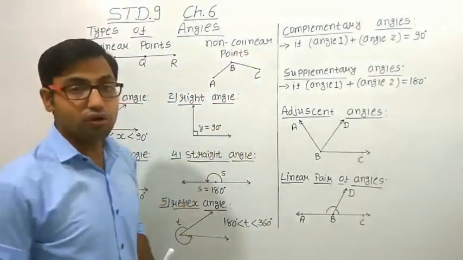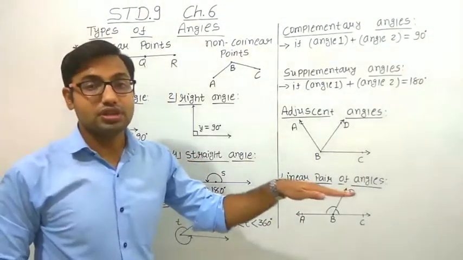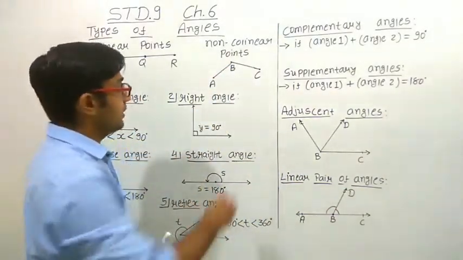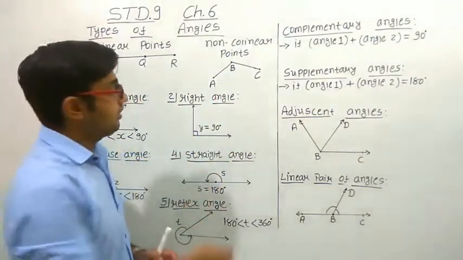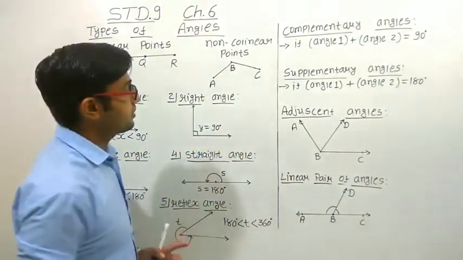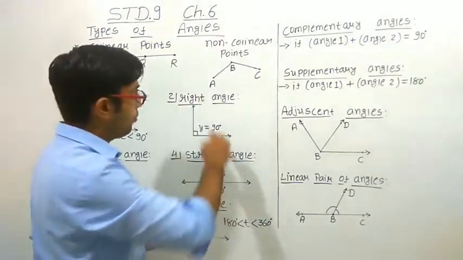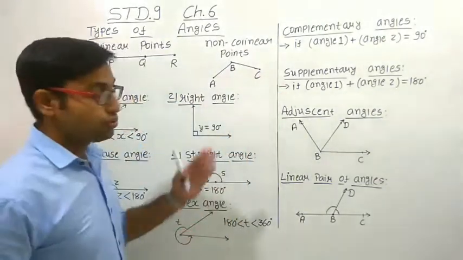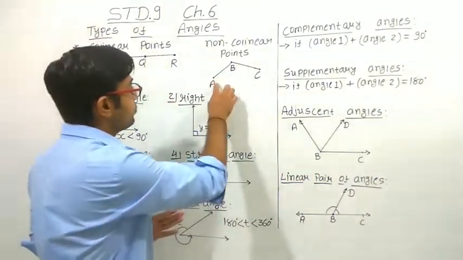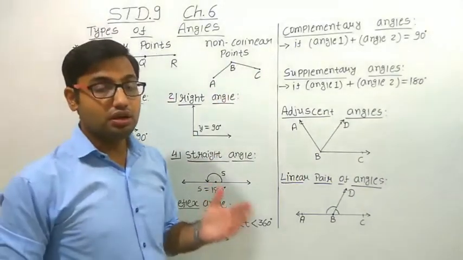While for non-collinear points, the points which are not on the straight line, if all the 3 points are not on the straight line, then those 3 points are called non-collinear points. Here A, B and C. See, we can draw a straight line from 2 points only. We can draw a straight line passing through BC, or through AB, or through AC. But we cannot draw a straight line which passes through all the 3 points. Right? So these 3 points are called non-collinear points.